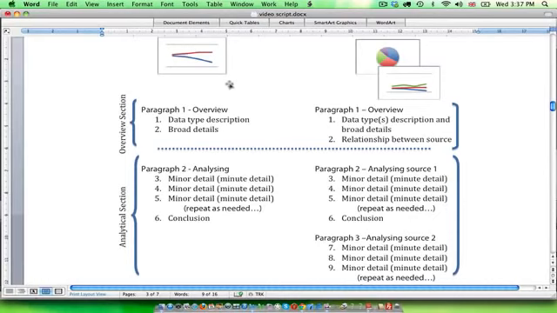So let's talk about single data source structure. In your single data source structure, you will typically have 2 paragraphs. The first paragraph will give an overview of the data source, and in this paragraph you will have 2 sentences. The first sentence tells about the data type. So what is the data type that you're shown?